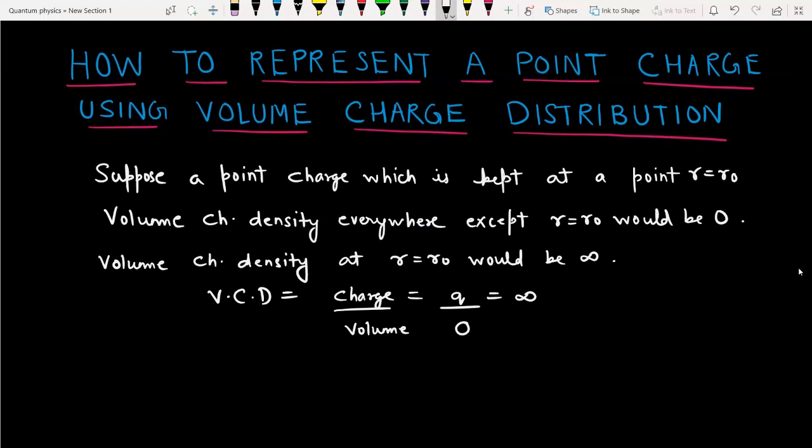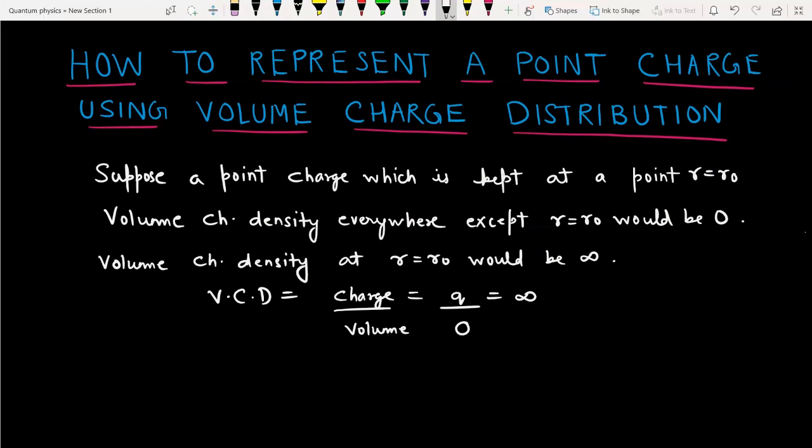In mathematics we say that the volume of a single point is 0. So that's why the volume charge density at the point r is equal to r naught would be infinity, and the volume charge density at all places except at r is equal to r naught would be 0, because there is no charge kept anywhere else.